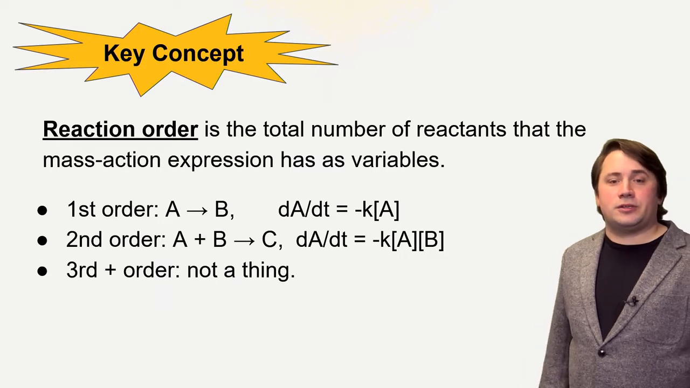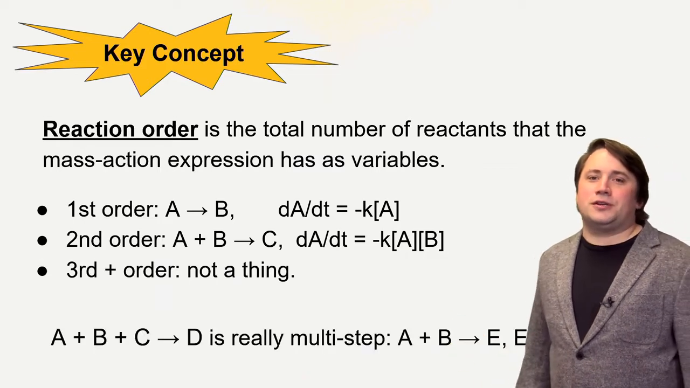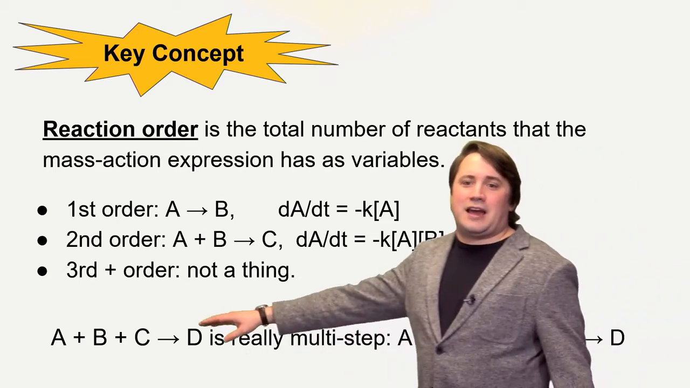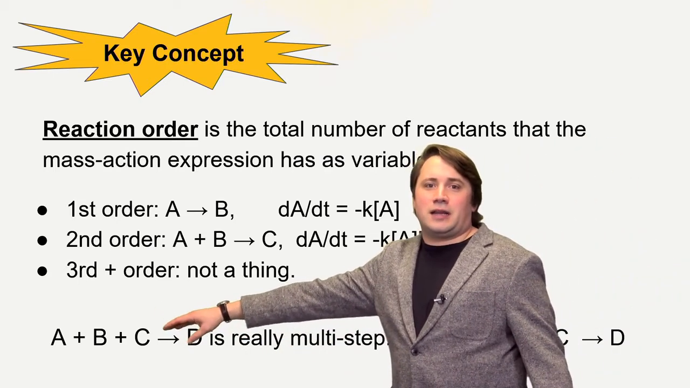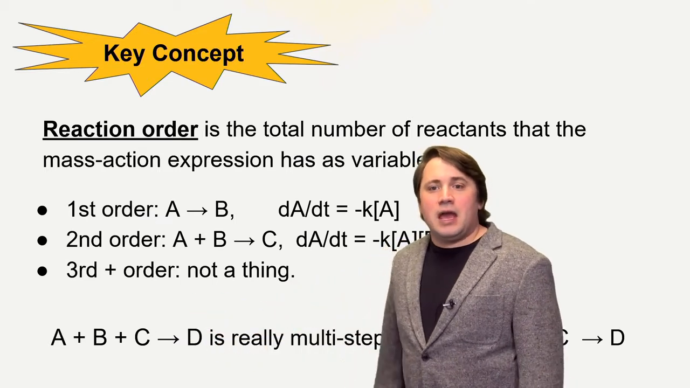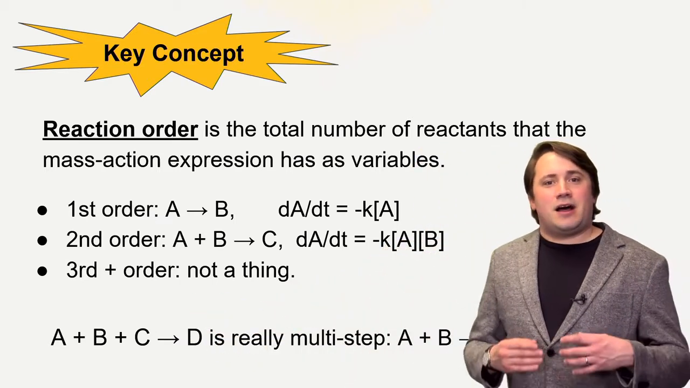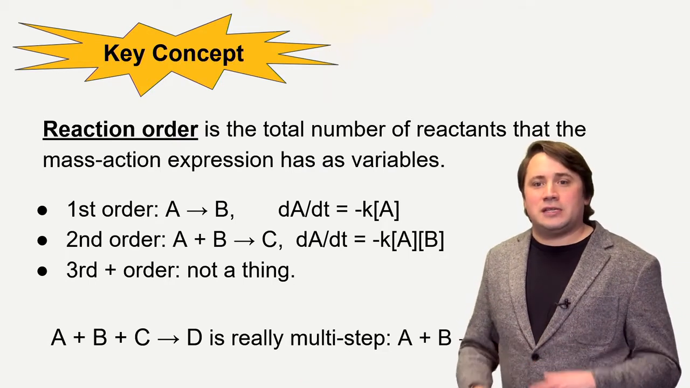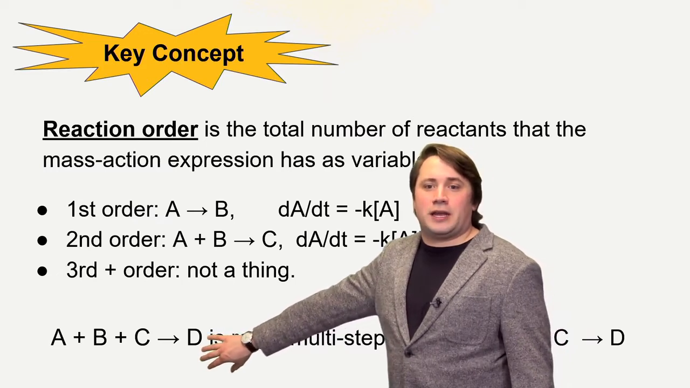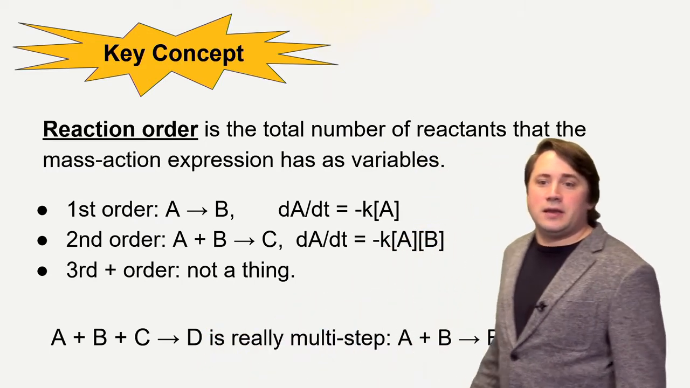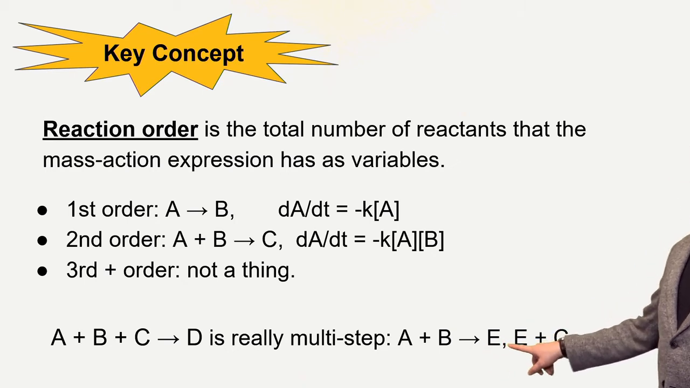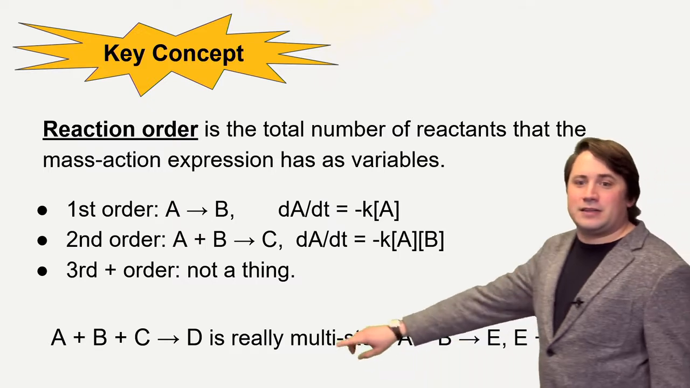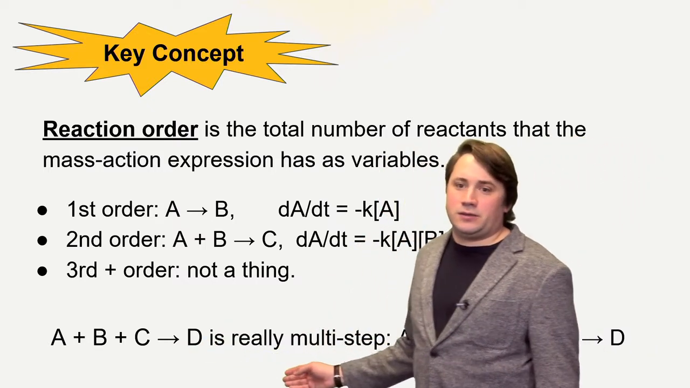And for a third order reaction, well, actually a third order reaction really isn't a thing. But you'll often see reactions that have multiple reactants on one side, like A plus B plus C yields D. But what it's important to recognize is that this is not actually one reaction that's occurring, but this is actually a series of reactions that has just been summarized in shorthand as A plus B plus C yields D. So this might actually be like A plus B yields E, and then E plus C yields D, with the net effect of the reaction being A plus B plus C yields D.